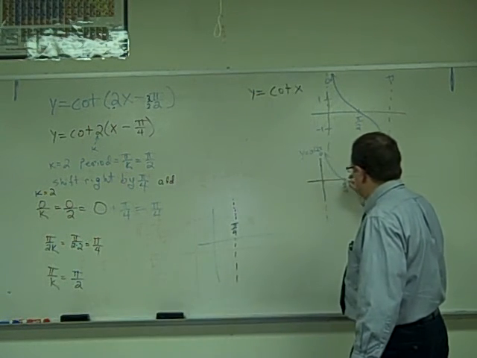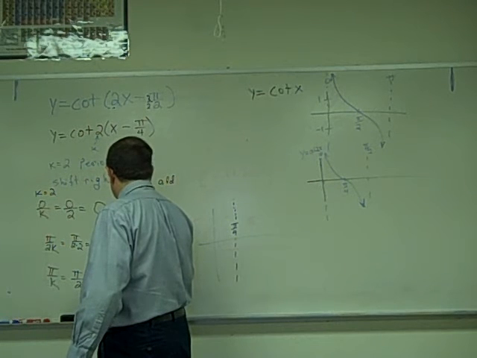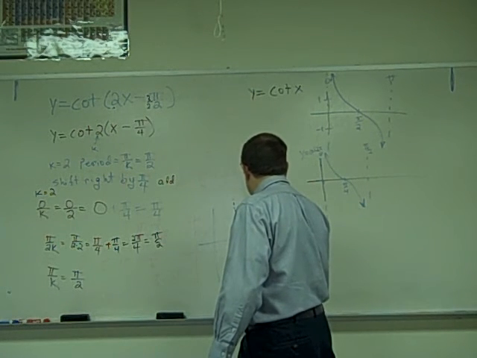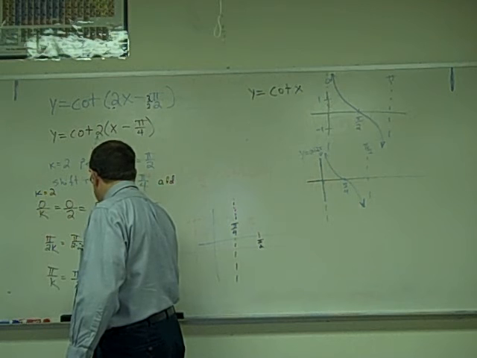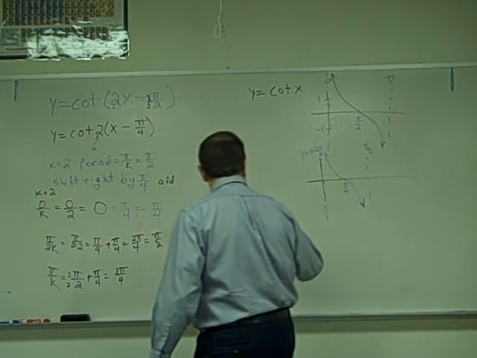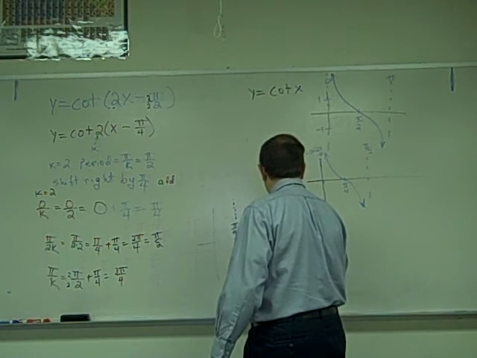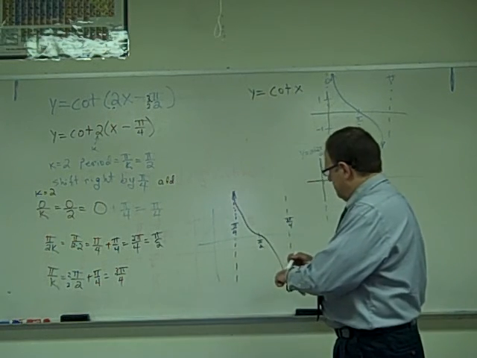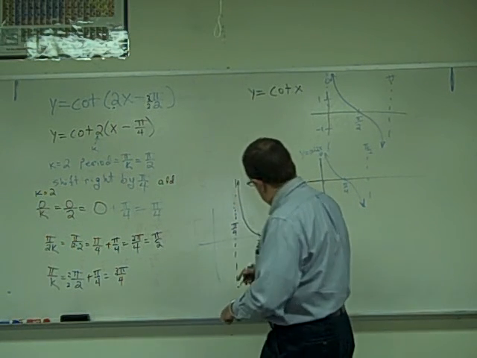And now, instead of intercepting our x-axis at pi over 4, now where are we going to intercept it at? Pi over 2, right. And then plus pi over 2 plus pi over 4. Need a common denominator, right? So we get 3 pi over 4 for the right side of our asymptote. Okay? Don't want that curve to be touching our asymptote. Okay?